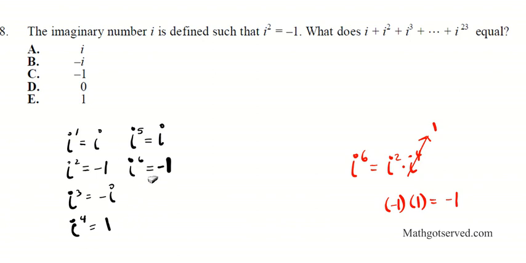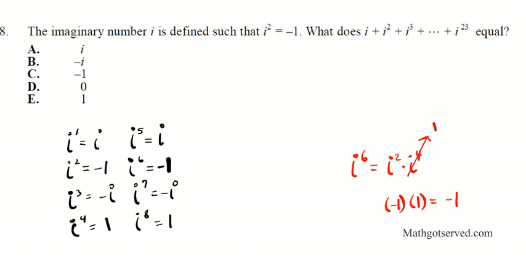Every time you have 4s, this pattern keeps on repeating, okay? So following that idea, i to the seventh is i to the fourth times i to the third, which is negative i. And then i to the eighth is 1. You can keep inspecting this pattern. You see that it continues forever.